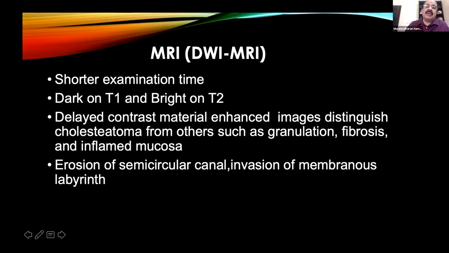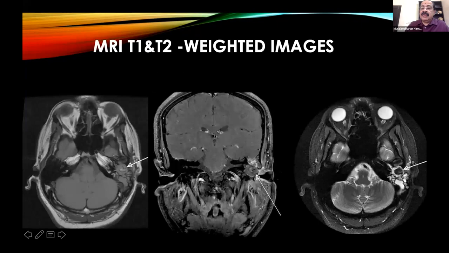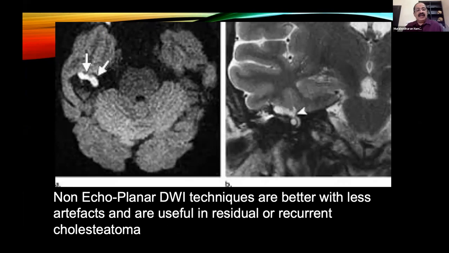And this is a typical picture of cholesteatoma, and here you can see there will be peripheral enhancement when the central area is dark in color. So today we have non-echoplanar diffusion weighted imaging techniques. They have less artifacts and are very, very useful in identifying residual cholesteatoma or recurrent cholesteatoma, or when you want to follow the patient post surgery.